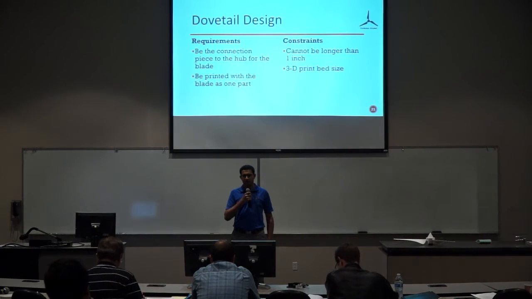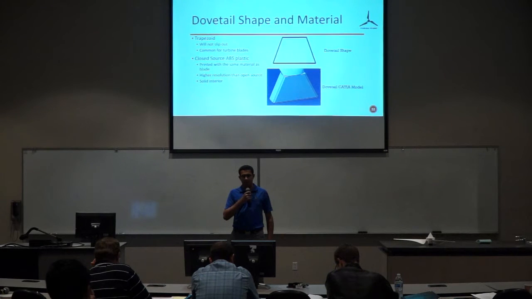For the dovetail design, the requirements are that the dovetail must be the connection piece to the hub for the blade. It also must be printed with the blade as one part. The constraints are that it cannot be longer than 1 inch, and for the 3D print, it must fit inside the 3D print maximum size when printed with the blade. So the dovetail shape is a trapezoid. We chose this because it will not slip out of the hub once inserted, and it is common among turbine blades.